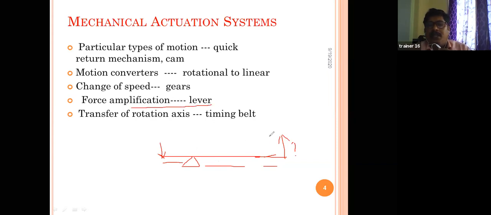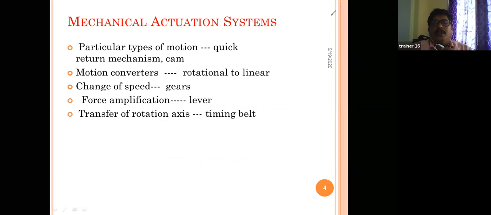That means these are the mechanical systems with which we can go for force amplification, and the amplification is large. First we apply a small force, and on the other side we get a large force. Somebody said low, right? If you apply force at this end, then here the force will be very little. Okay, clear.